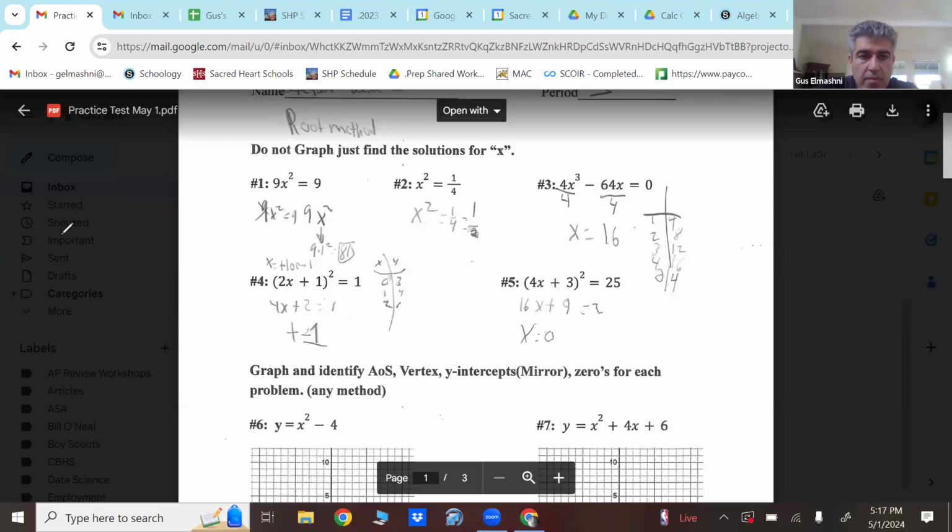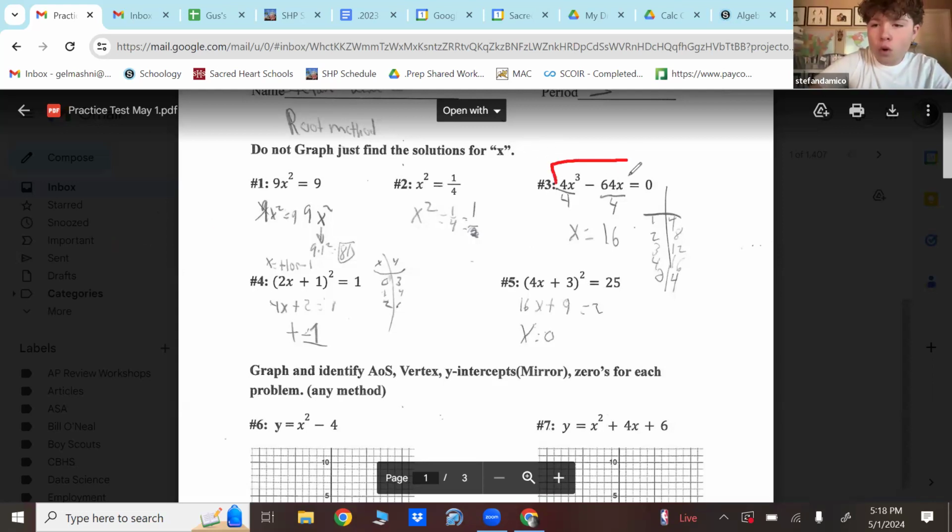Now, for number 3, you can do a couple of ways. You could move the 64x to the other side and then divide by x. But usually I don't want to do that because you lose a solution. So what I'm going to do is factor. That's the best bet. That's our best bet.